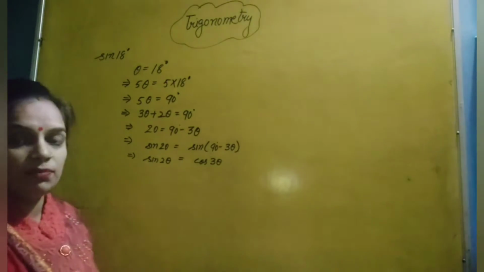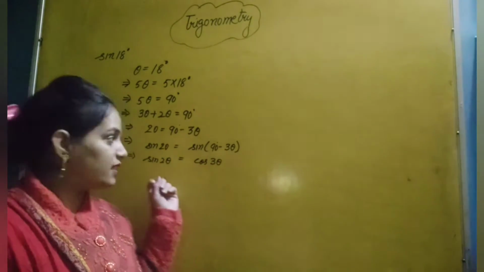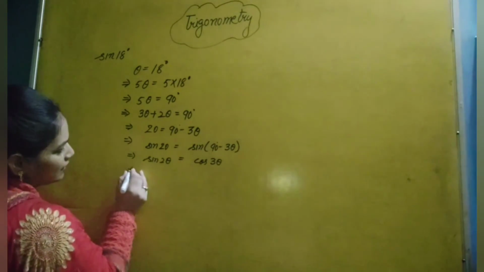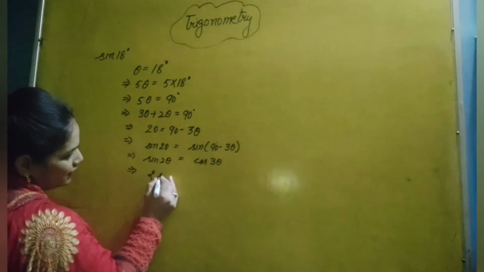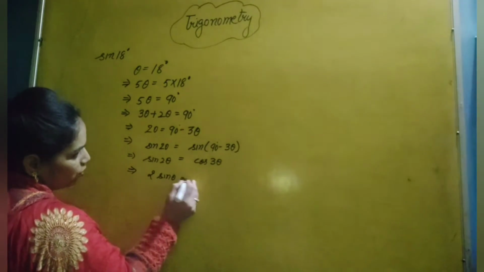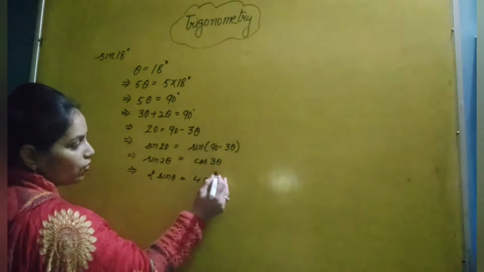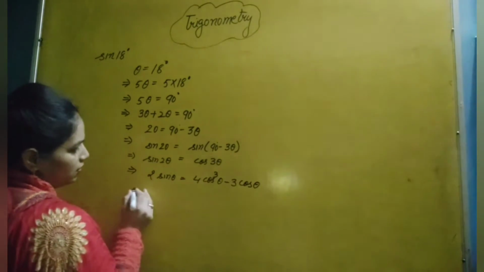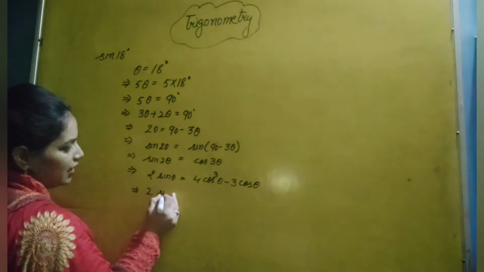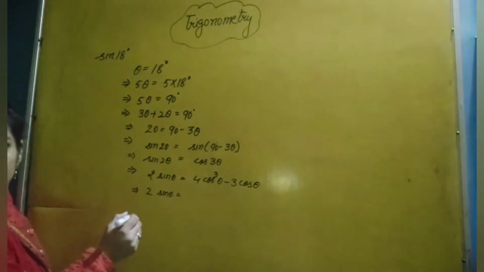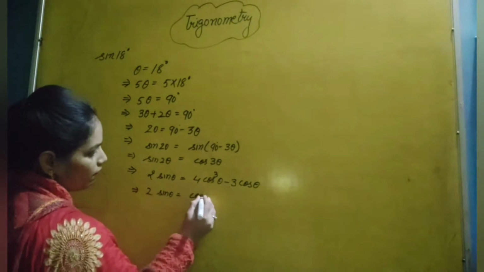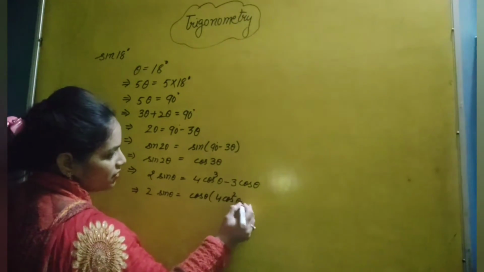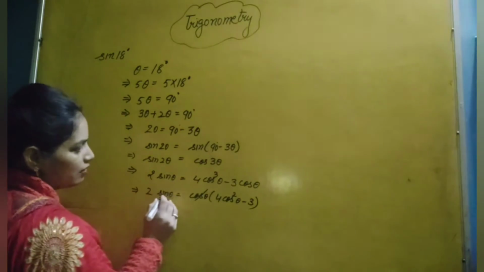Now on both sides we will apply the identity. As you know, sine 2 theta is equal to 2 sine theta cos theta, and cos 3 theta is 4 cos cube theta minus 3 cos theta. In the next step, in the right hand side we will take cos theta common. So there will be cos square theta minus 3. Cos and cos will be cancelled out.